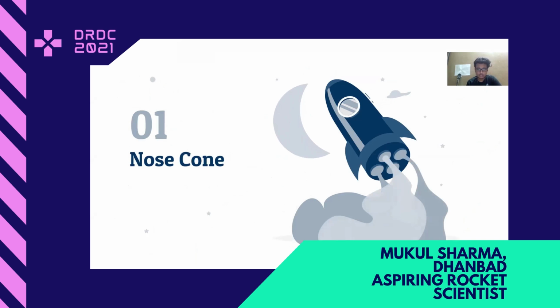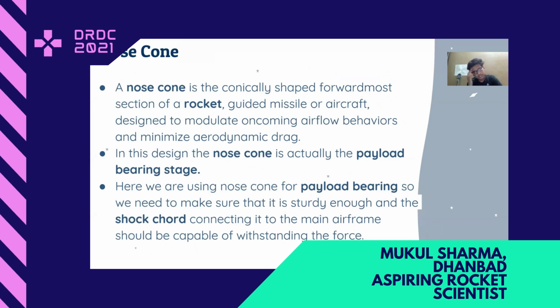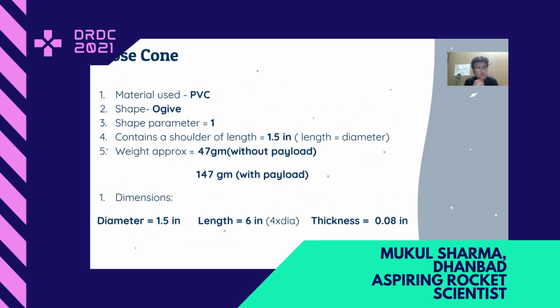First, let's talk about the nose cone. The nose cone is the conically shaped forwardmost section of the rocket. It is used to minimize aerodynamic drag. In this design, the nose cone is actually the payload bearing stage. So when we join this nose cone with the body, we need to provide a really strong shock cord, which can withstand the immense amount of force it will face at the time of ejection. The material used in the nose cone is PVC. Its shape is given here.